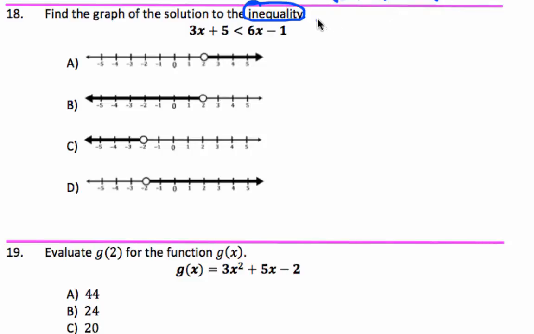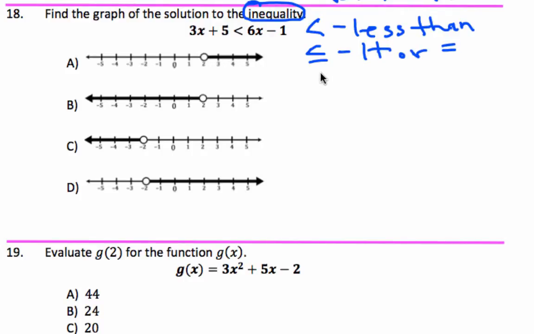The inequality symbols can be either less than. I remember less than by the sick looking L, L for less than, or equal, greater than, and finally, it could be greater than or equal.